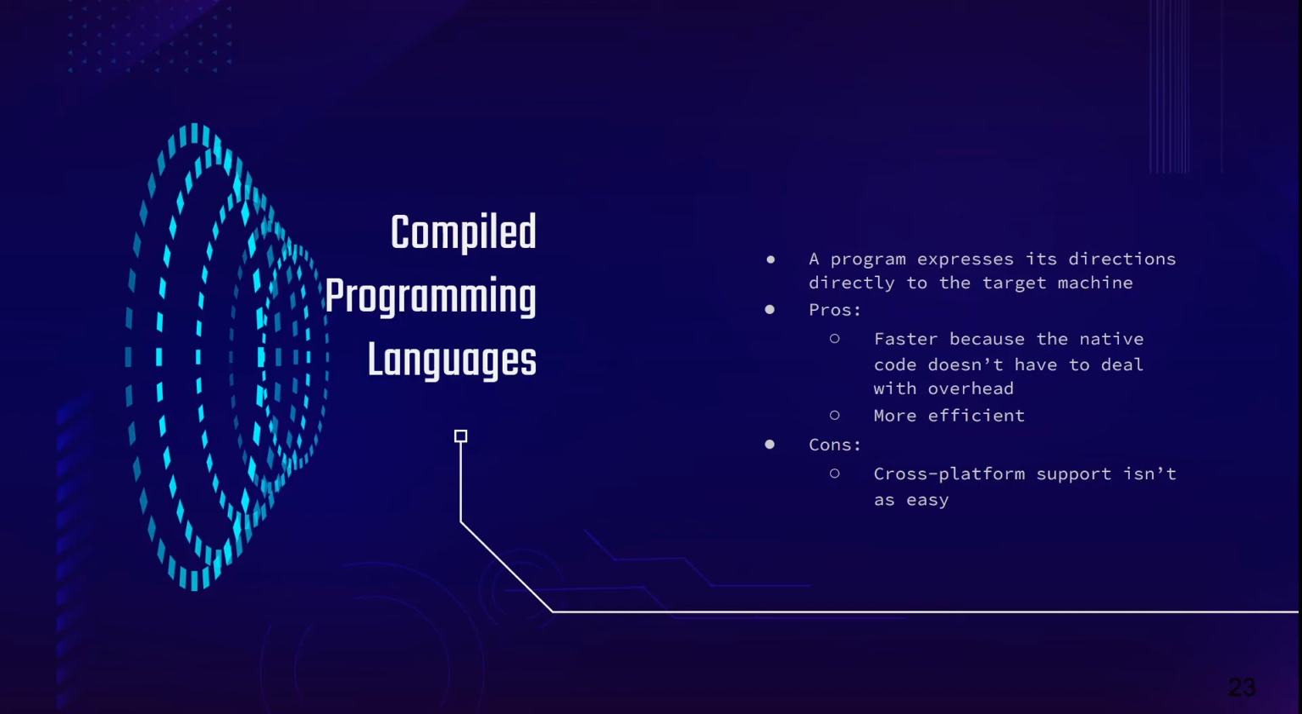So, compiled programming languages. This means that a program is going to be expressing its directions directly to the targeted machine. Pros are that it's faster because the native code doesn't have to deal with the overhead, and because of that it's also more efficient. But some of the cons are that cross-platform support isn't as easy. C++ is something that's purely compiled, right? Not necessarily interpreted, which will be the next thing, but you might see this in another language, say C#, wherein it's really nice, but it only really codes nicely on Windows, and that's it. So that's what I mean by cross-platform support not being easy.